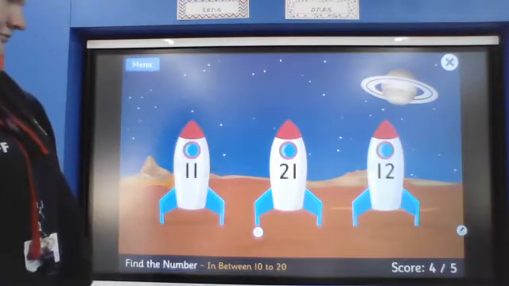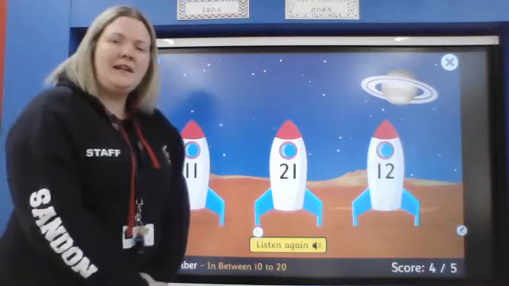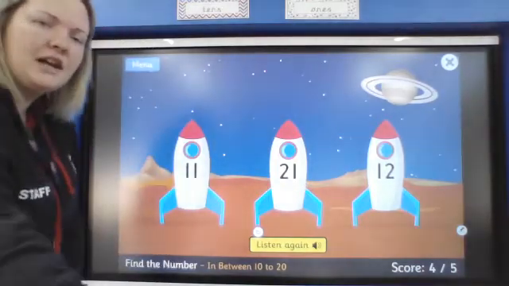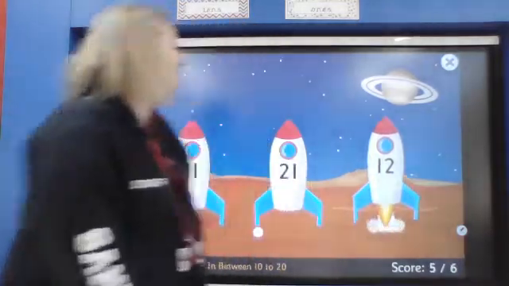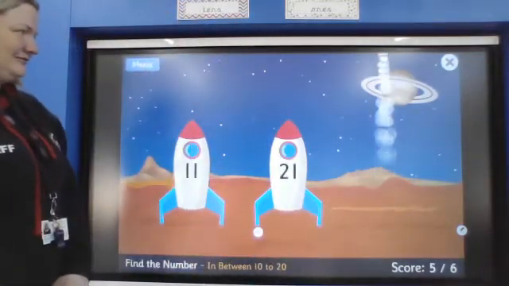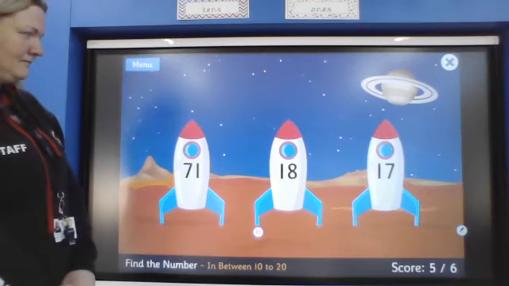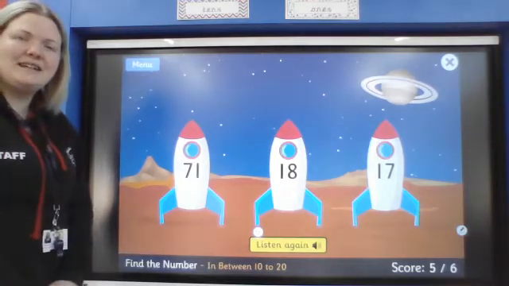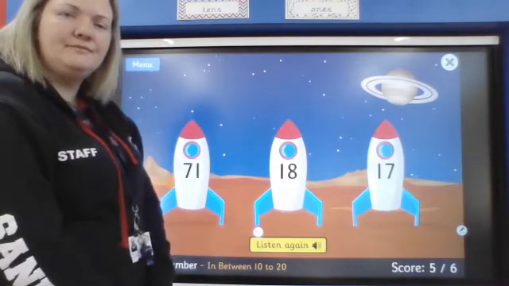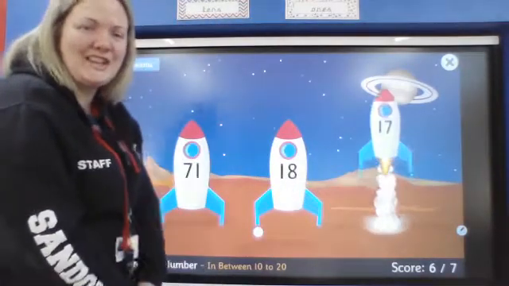Find the number between 11 and 13. Can you find it, Year 2? Well done. Find the number between 16 and 18. Fantastic. We're getting good at this.